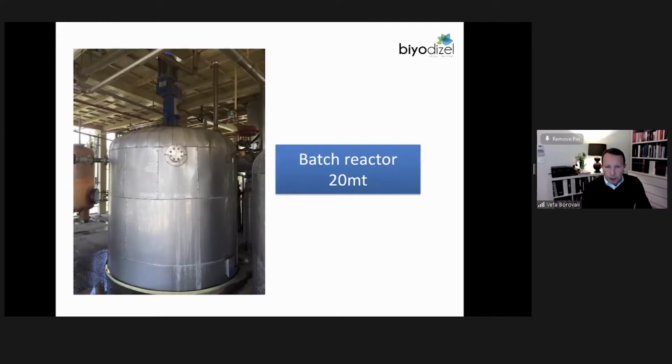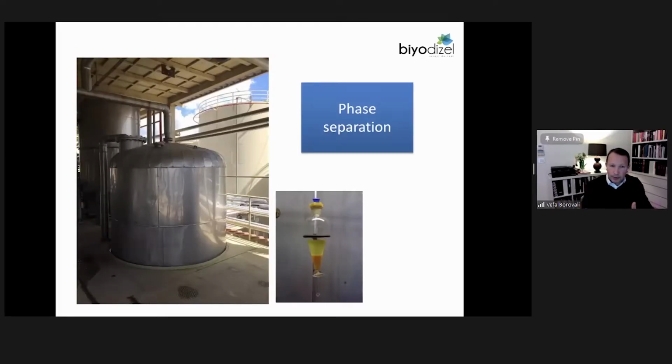Roughly, for you to visualize what a batch reactor is, this is a 20-ton batch reactor. This is a reactor which works basically in the batch form. It produces methyl ester mixture for 3 hours, and then when the reaction is complete, we can monitor the reaction, and then we immediately transfer the contents to a phase separation tank, settling tank. And then the moment the reactor is empty, we can fill it again and start the reaction again. So this type of process is called semi-continuous process.